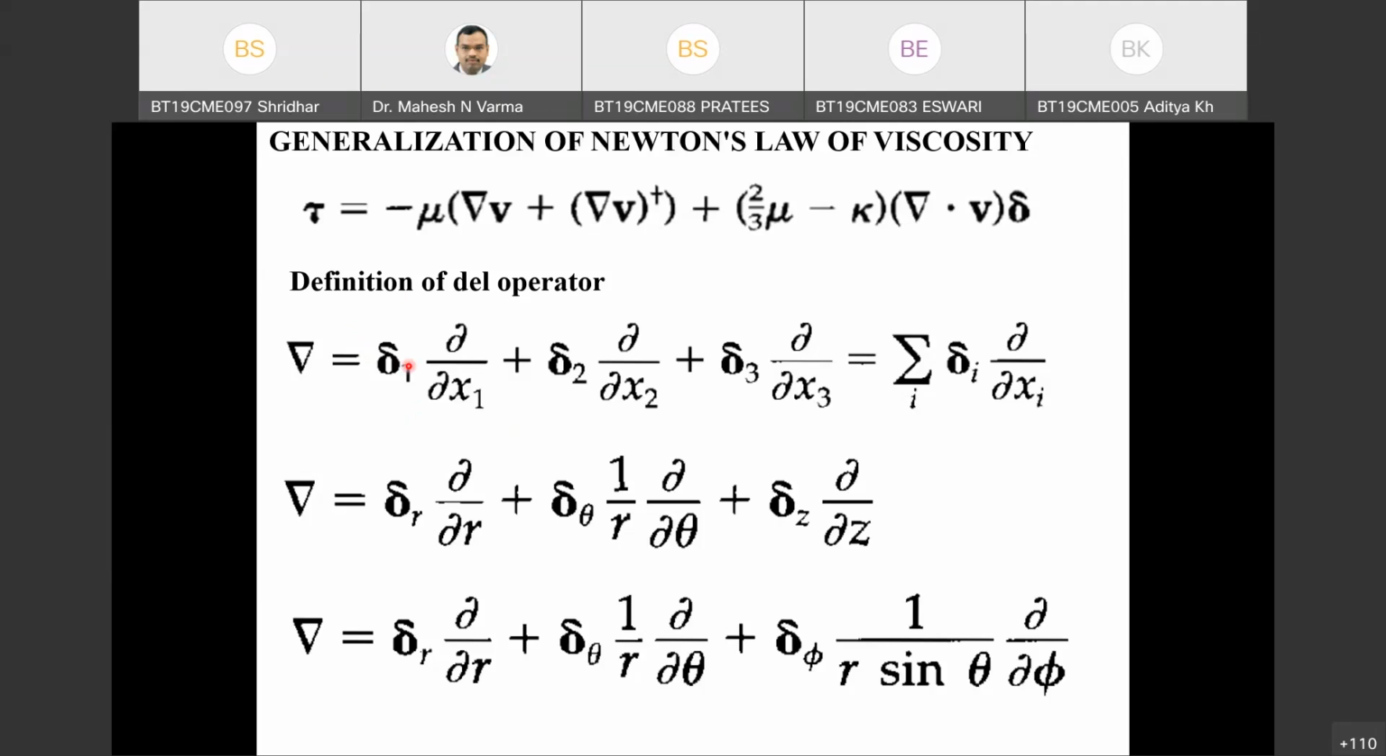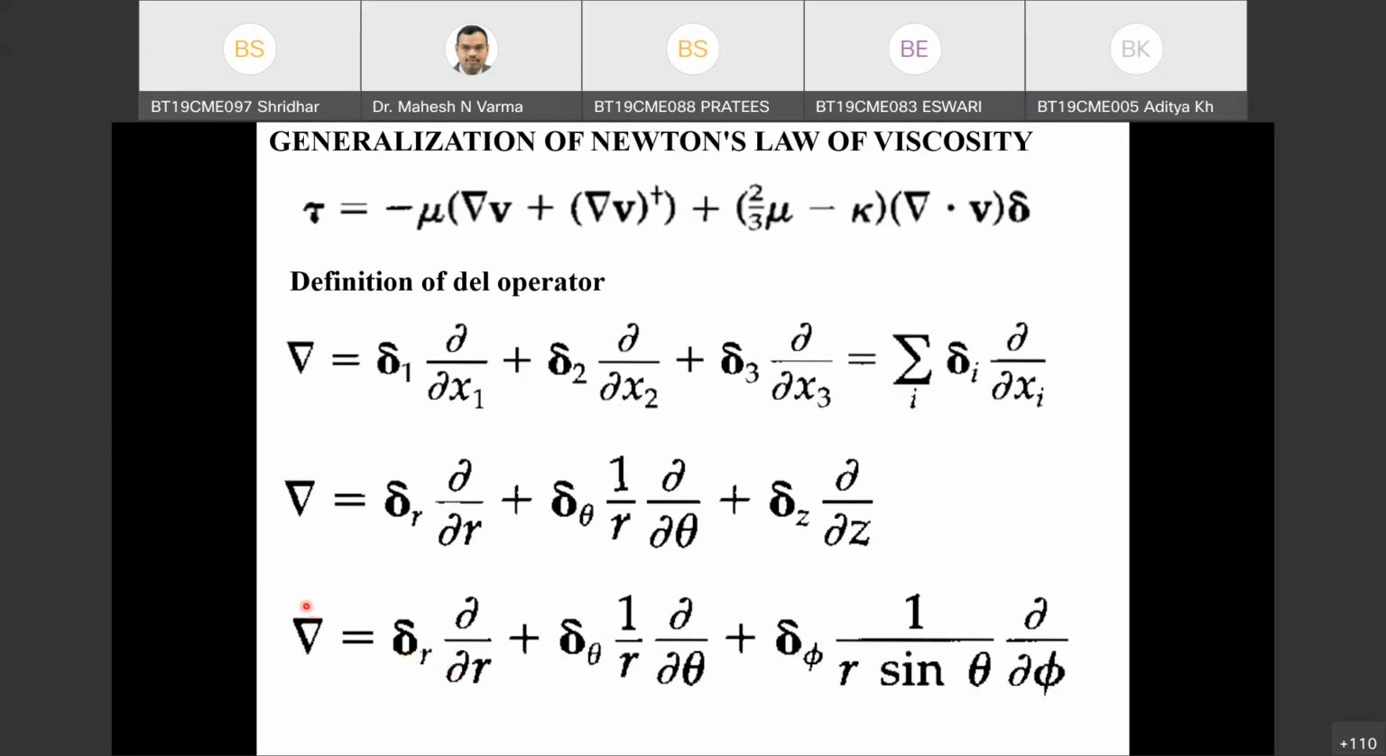Okay. So delta_1 is the Kronecker delta, which has a value of either unity or 0. It has the value 1 at a specific condition, and everywhere else it is 0. So del 1 by del x1, del 2 by del x2, del 3 by del x3. Similarly, this is the definition of the del operator for the cylindrical coordinate system, r, theta and z. And this is the definition of the del operator for the spherical coordinate system, r, theta and phi.